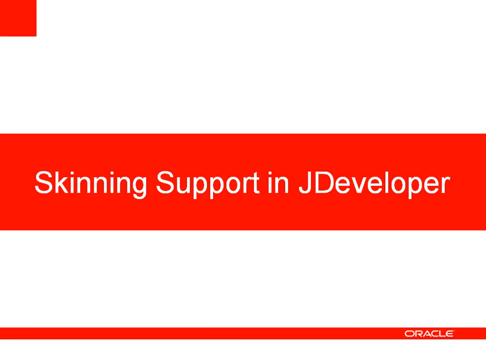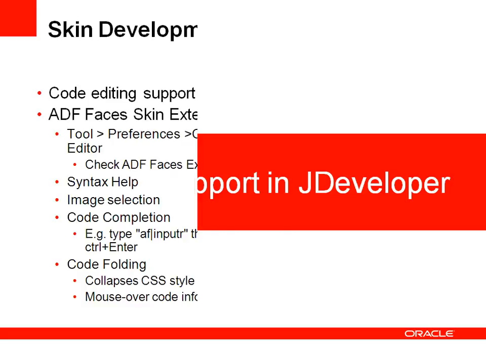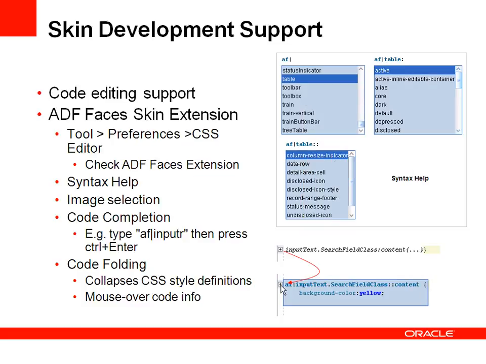JDeveloper of course supports skin developers, and the support we have so far is that we provide syntax help and syntax complete, and we also point out errors as they are within your skin definition. This help is not enabled by default. To enable this, you go in JDeveloper to the Tools Preference menu. Choose Tools Preference CSS Editor and checkmark the checkbox. And then you close this, and then you get the little help that I indicated there on the images.